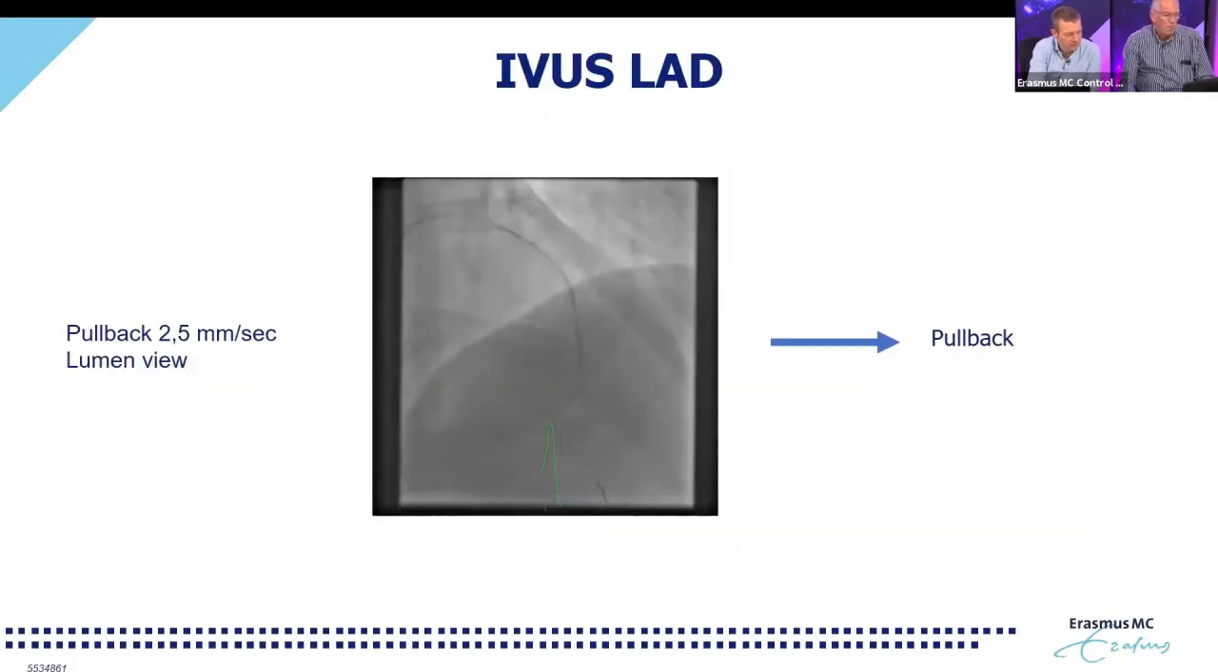So that means that we directly started with an IVUS pullback. We do that at a pullback speed of 2.5 millimeters per second, as can be very easily done with the Kodama system, while still maintaining a frame rate of 24 frames per millimeter. So that allows you to do a pullback that is 5 times faster as compared to a routine IVUS system that would do a pullback at a speed of 0.5 millimeter.